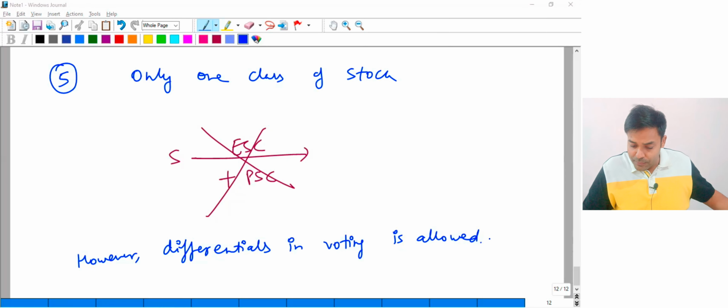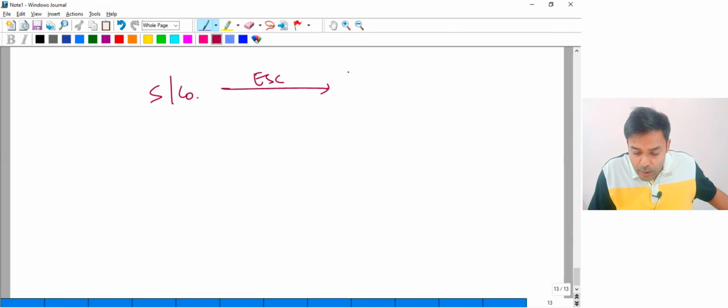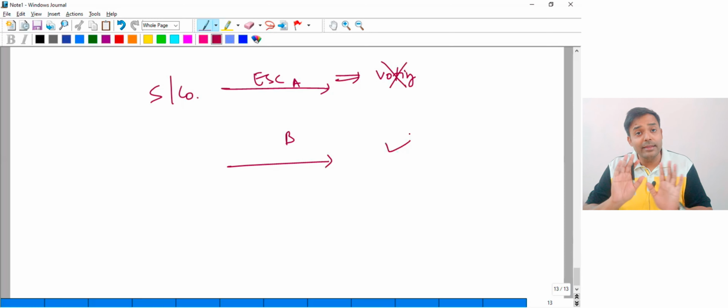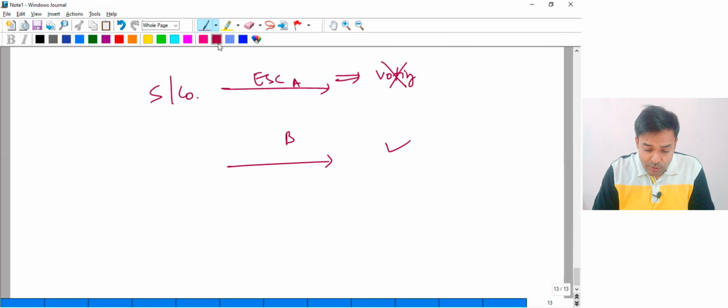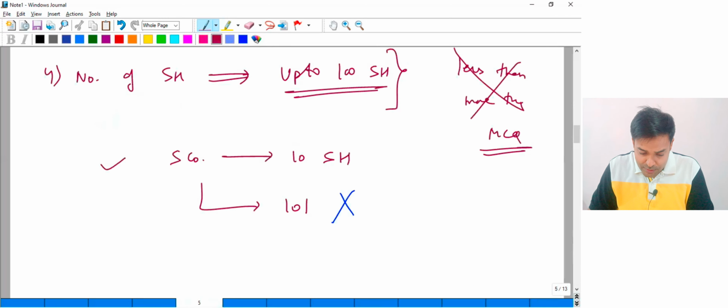What does that mean, everyone? It simply means that the company as a corporation is issuing equity share capital, class A, let's say, where you don't have the voting rights. Then you are issuing class B, where you have the voting rights. That's okay. That is something which is allowed. That should not be a problem. Hopefully this criterion is okay. Hopefully all the conditions are okay, guys.